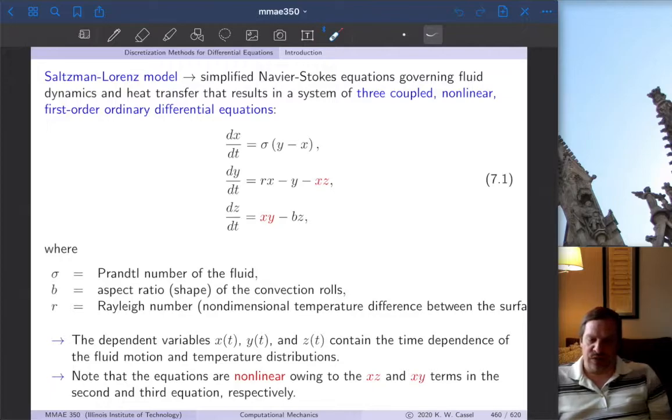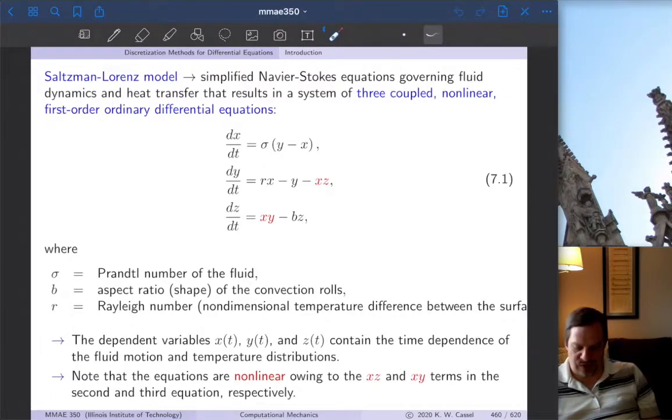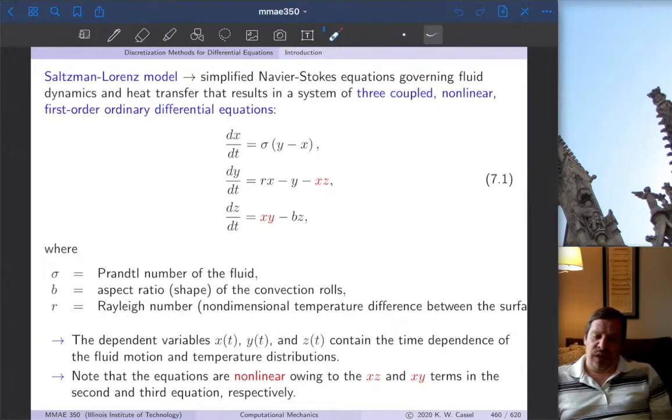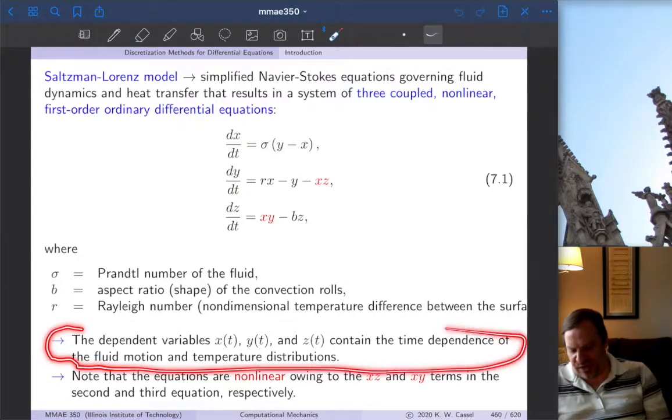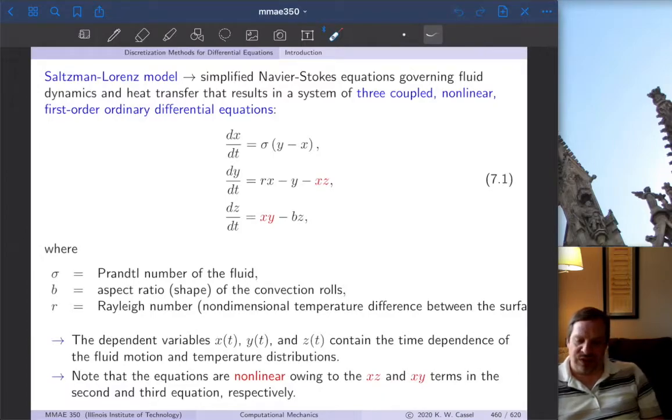Now, as you would imagine, there's a great deal of simplification. There's a great deal of physics that has been jettisoned from the real model, the PDE model. And you can see the equations look actually not that much different than what we've looked at and played with a bit earlier in the semester. So x, y, and z are the dependent variables, and they contain information about the fluid motion as well as the temperature distribution.